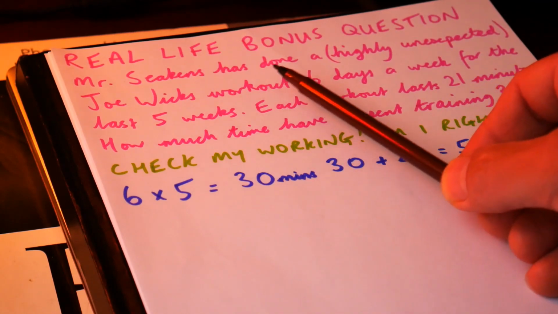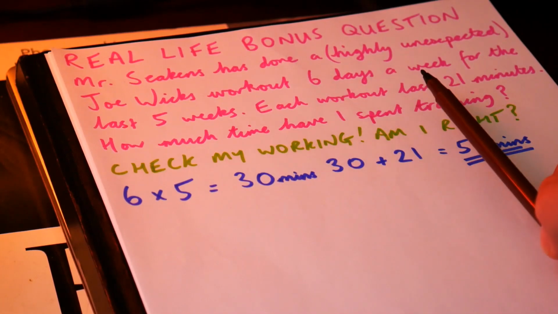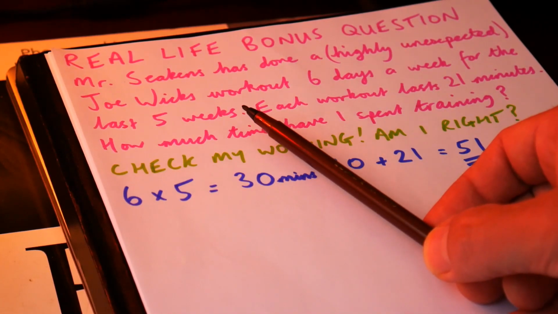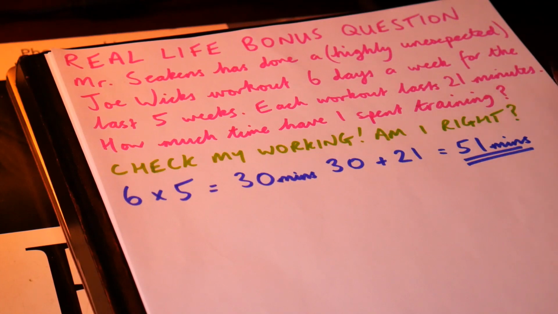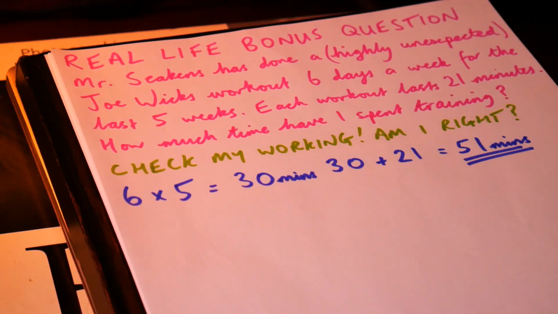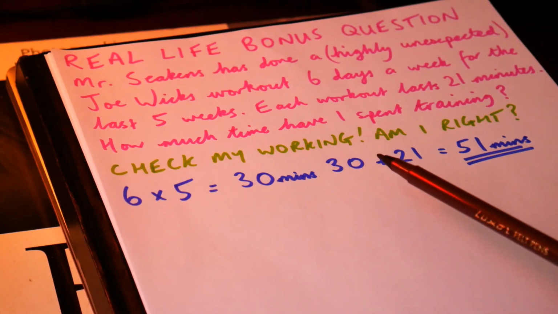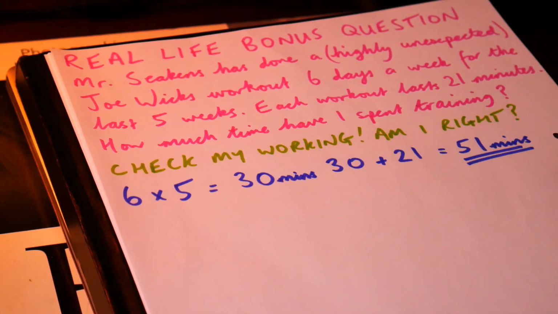Mr. Seakens has done a highly unexpected Joe Wicks workout 6 days a week for the last 5 weeks. Each workout lasts 21 minutes on average. How much time have I spent training? So I tried to work it out, but I'm not sure how I did. Let's have a look. So firstly I wrote 6 times 5 is 30 minutes, and 30 add 21 minutes is 51 minutes. Have a quick think about that.